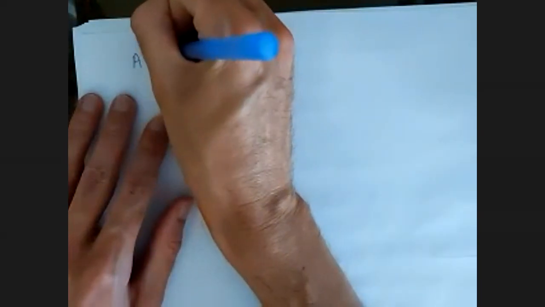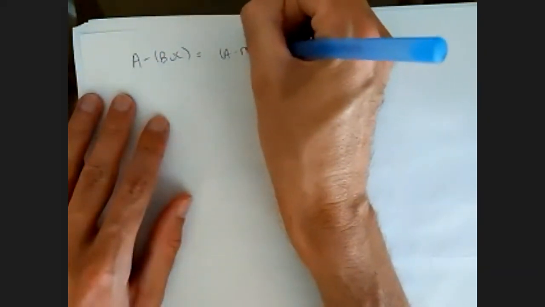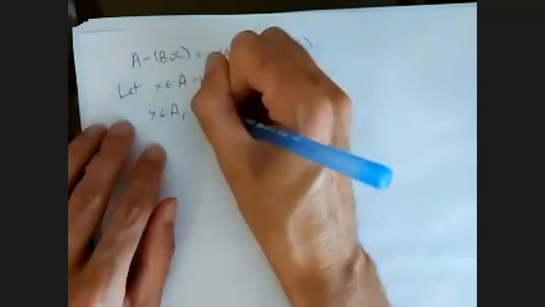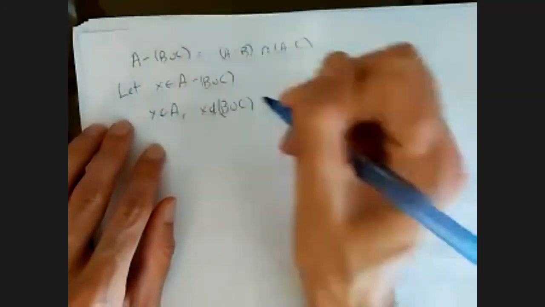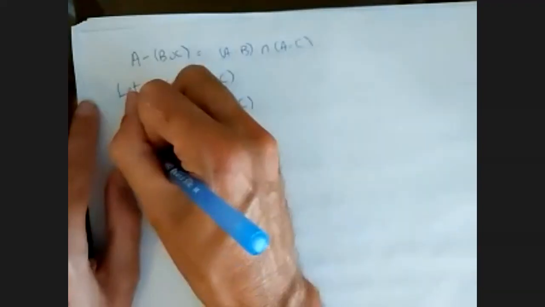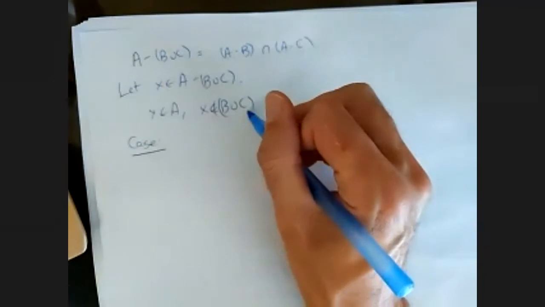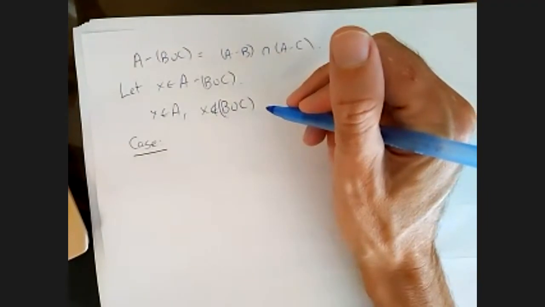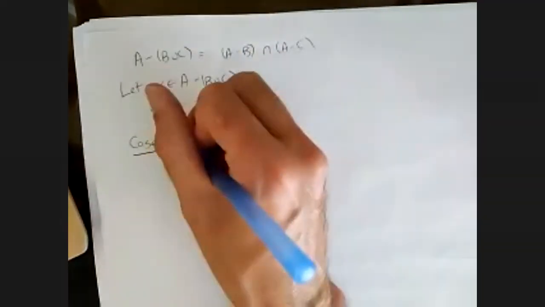We have to show that A minus (B union C) equals (A minus B) intersect (A minus C). Well, let X be in A minus (B union C). So X is in A, X is not in B union C. Well, X is not in B or C either. X is not in B.